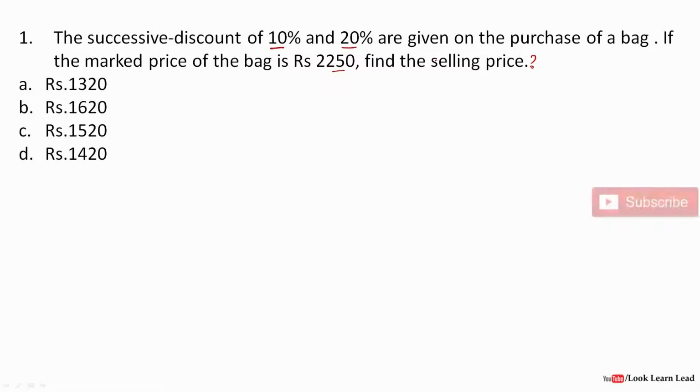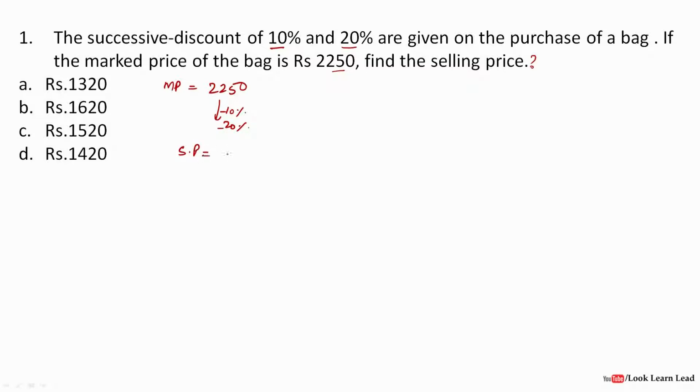So I'll solve it by 2 methods. You can use any of these methods in the further questions also. I'll be using one of these methods, but for this question, I'll be showing you both methods. The first method: we have the mark price, which is 2250. We will have to apply the successive discount of 10% and after that 20% on the mark price to get the selling price.